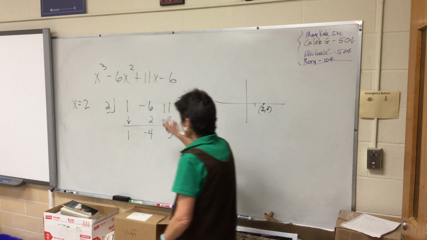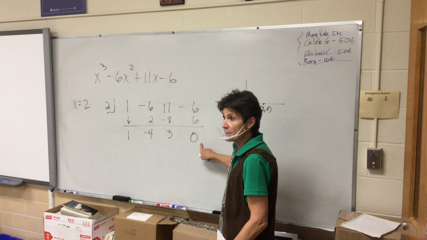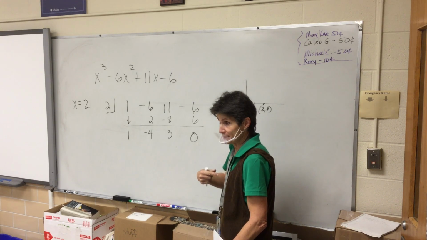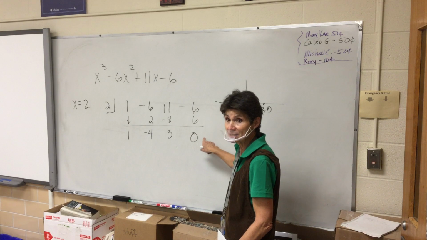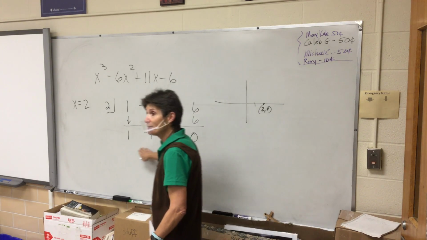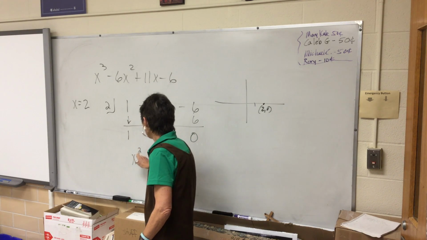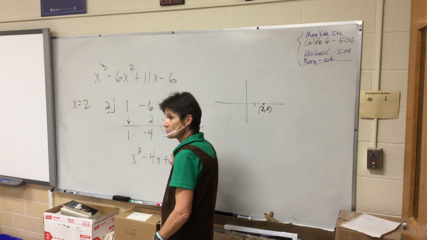By the way, if you ever have a problem like this and you don't get 0, then either you made a mistake or I made a mistake, right? Because you have to get 0 here if that's supposed to be a root. All right, so what's left here? X squared minus 4x plus 3.